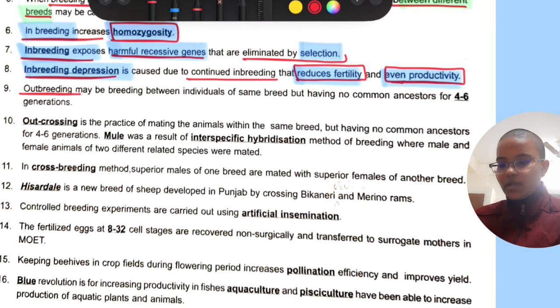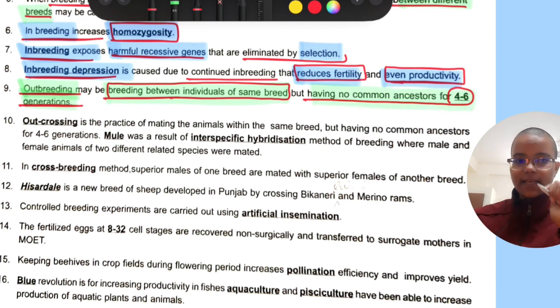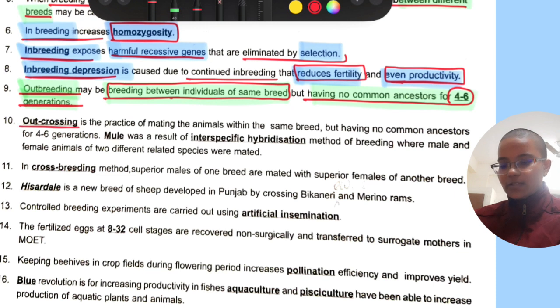Outbreeding may be breeding between individuals of the same breed but having no common ancestors for 4 to 6 generations. Learn this definition, it's very important. Outbreeding is the practice of mating of animals within the same breed but having no common ancestors for 4 to 6 generations.